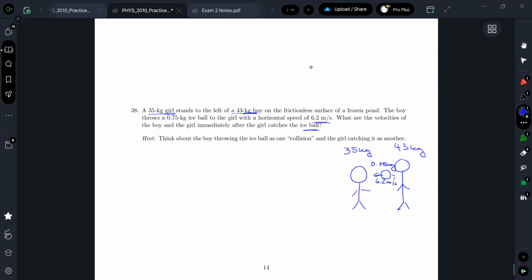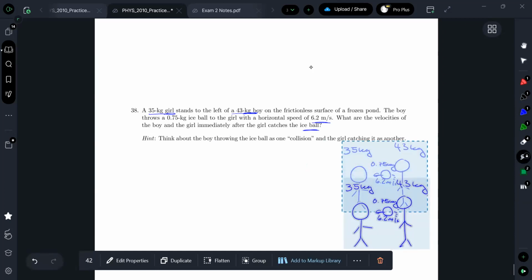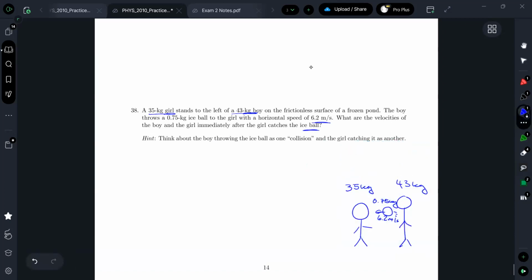Okay, so I need to kind of think about what all has happened here. I need to say, before anything happened, the boy was holding an ice ball. Then he throws it, and the girl catches it. Now she's holding it. That's actually two collisions going on. And that's the hint it gives. So really, this is kind of in the middle.